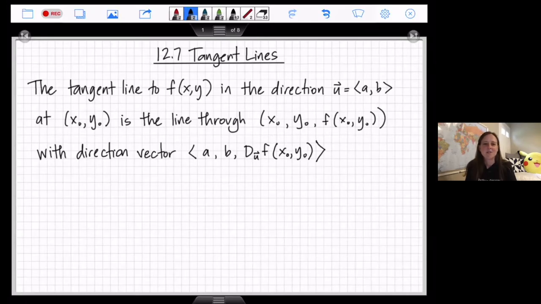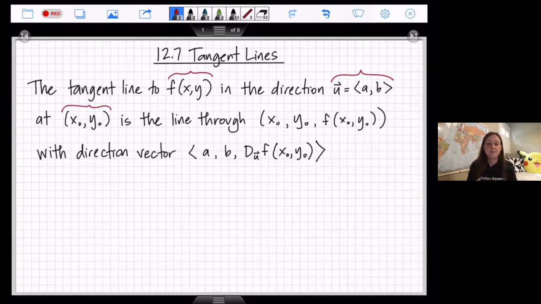It says that the tangent line to a function in two variables, f of x, y, in the direction u equals ab at x naught, y naught, is the line through a lot of symbols with a direction vector, even more symbols. Okay, let's dissect what we've got here. All right, so you are going to be given in these problems the function f of x, y. Okay, so this is going to be given to you, and they're going to give you the direction vector u. That's a vector in R2. That's the one sitting down in the plane, the same one that we had in section 12.6. And you're also going to be given the x and y coordinates of a point down in the xy plane.